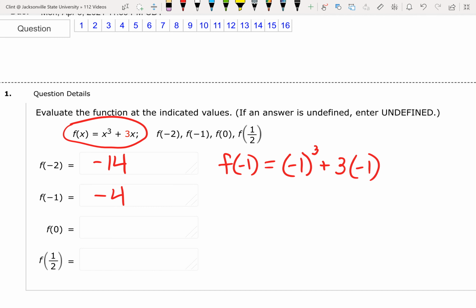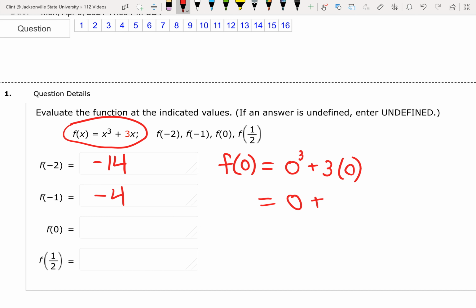Now we want f of 0. You can always back that up and pause it if you need to. So f of 0, I'll get 0 cubed plus 3 times 0. Both of those give us 0. We end up with 0.